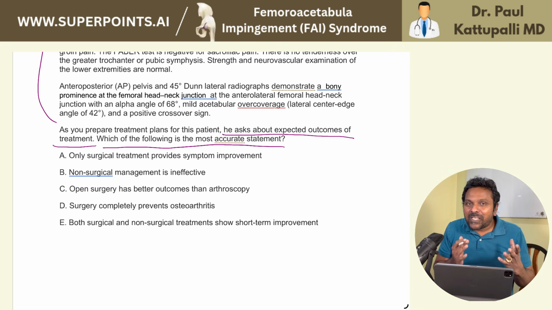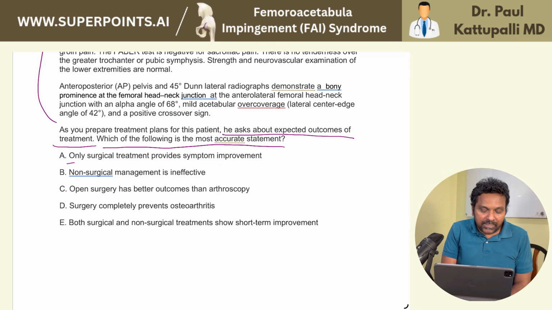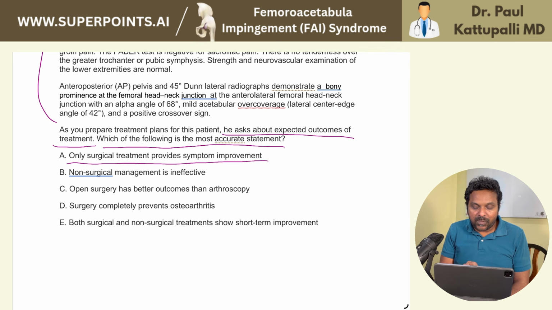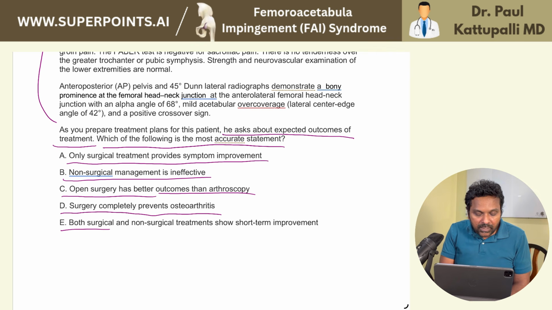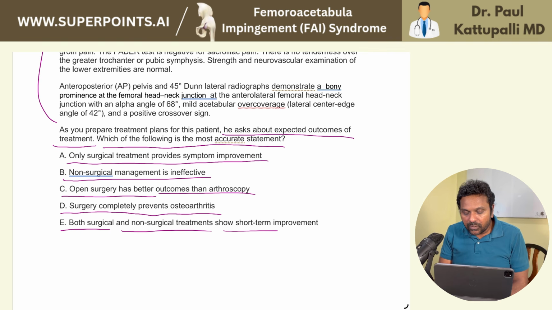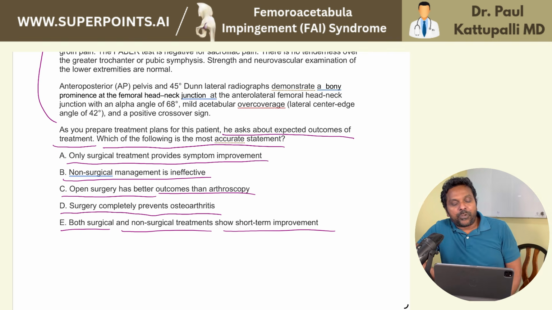Which is most accurate? A. Only surgical treatment provides symptom improvement. B. Non surgical management is ineffective. C. Open surgery has better outcomes than arthroscopy. D. Surgery completely prevents osteoarthritis. E. Both surgical and non surgical treatments show short term improvement.